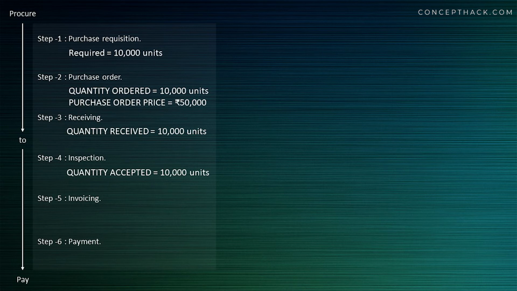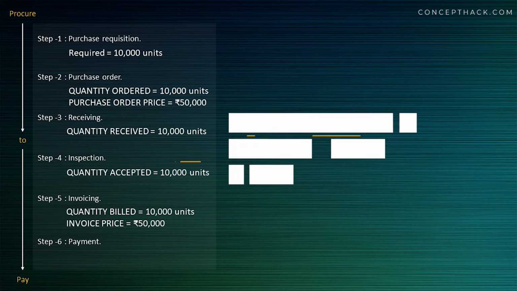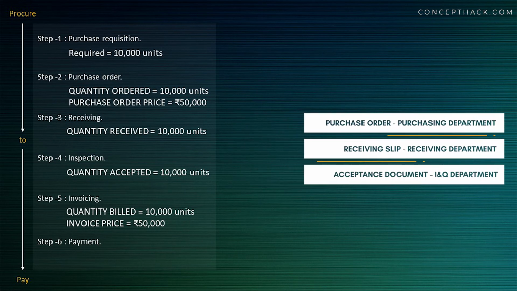The accounts payable department will receive the invoice from the vendor. The invoice will show the number of units sold and the price of those units. In our case, the 10,000 units shown on the invoice are known as quantity billed, and the price of rupees 50,000 on the invoice is known as invoice price. Along with the invoice from the vendor, the accounts payable department will also receive the purchase order from the purchasing department, the receiving slip from the receiving department, and the acceptance document from the inspection and quality department.